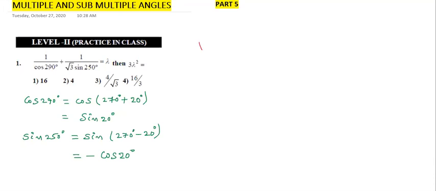What they are given? Lambda is equal to, right hand side lambda is there or not? 1 divided by cos 290, that is sine 20 degrees. 1 divided by root 3 into sine 250, that is minus cos 20 degrees. Students, all of you understood? Now, take the LCM.